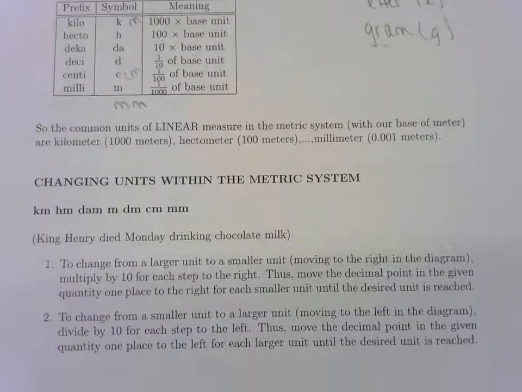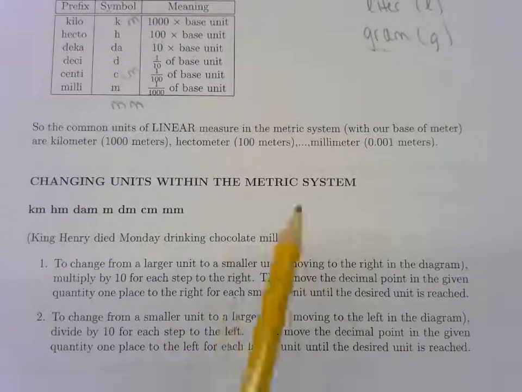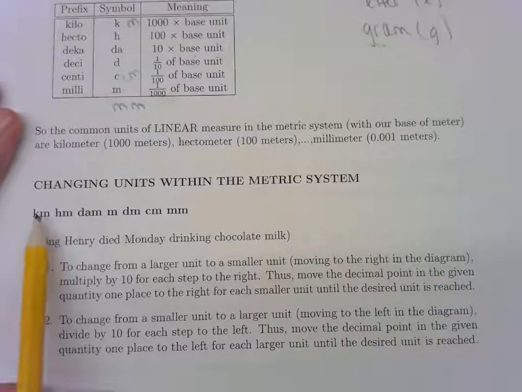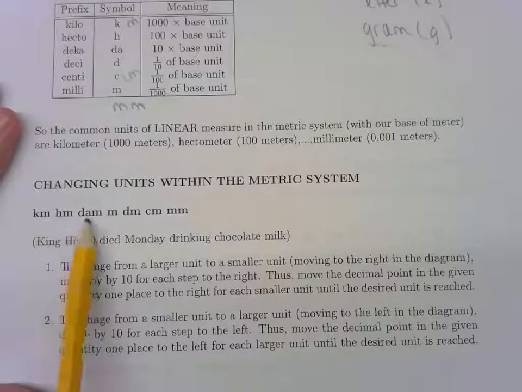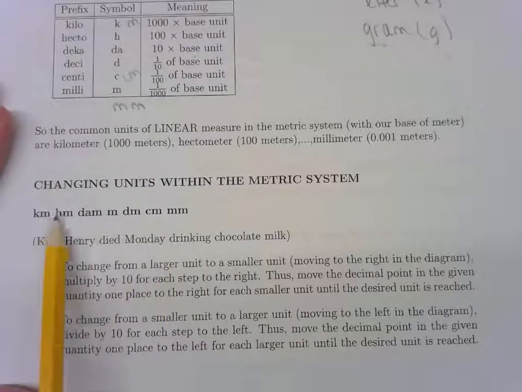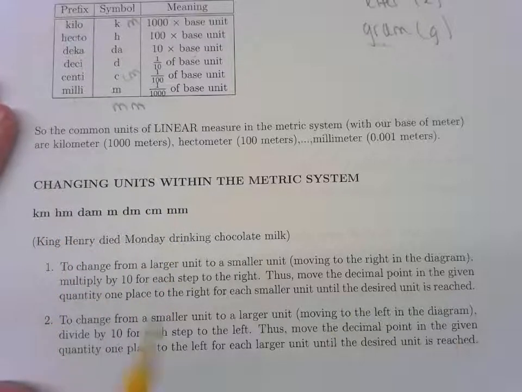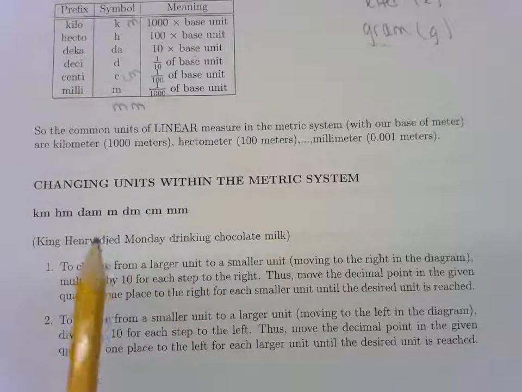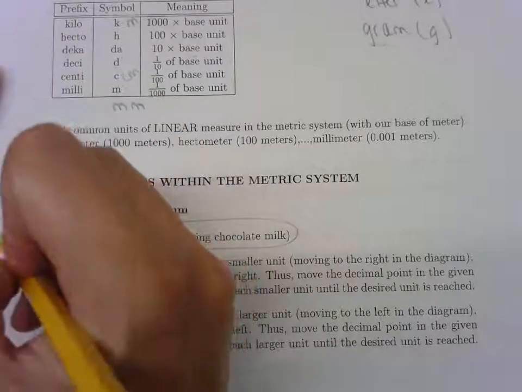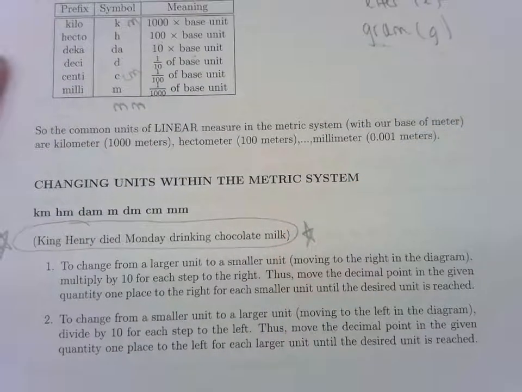Okay, so this is why the metric system is nice. We're going into changing units within the metric system. We have these K, H, D, A, M, D, C, and M. I use the meter here, but this could also be L for liters, or G for kilogram, or hectogram, or milligram. This is what you need to memorize. As long as you memorize this, you've basically got the whole metric system.